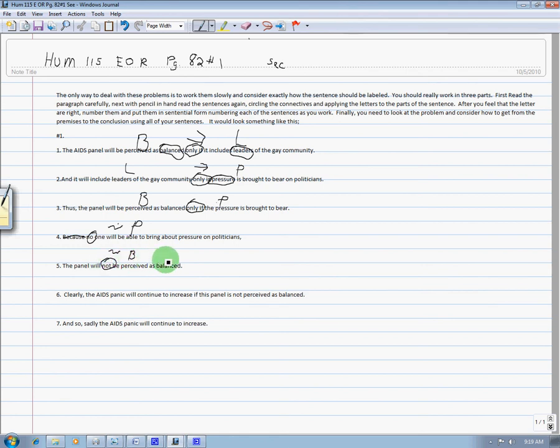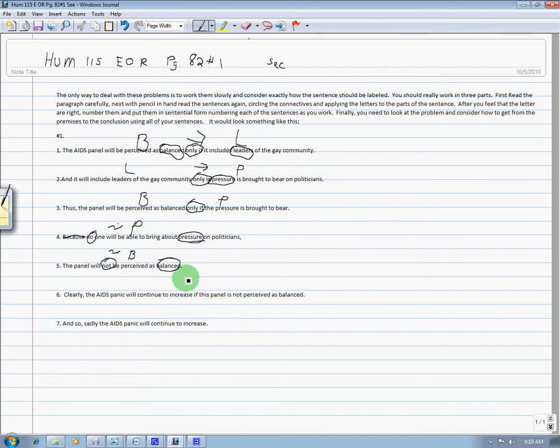Okay, and don't get confused. Remember, circle if you need to. If you don't, don't worry about it. But for those of you having a difficult time, I would suspect that it's because you're having trouble with the labeling. Clearly, the AIDS panic will continue to increase if this panel is not perceived as balanced.